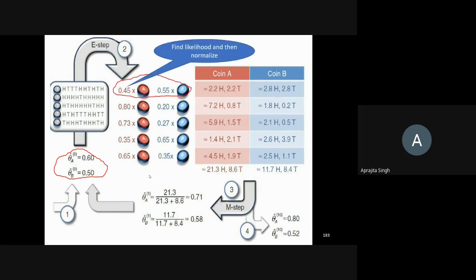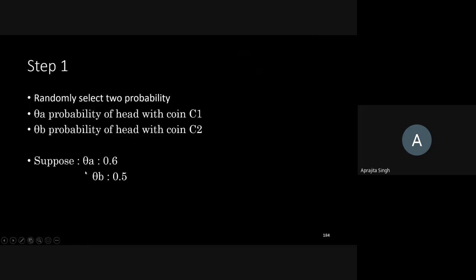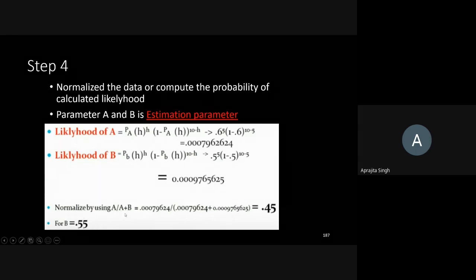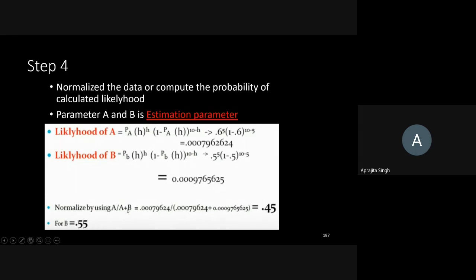How did we get this? Initially we had certain probabilities assigned. Taking those assigned probabilities, 0.6 and 0.5, we found the likelihood. After that we did this normalization, wherein A is divided by A plus B. This value is divided by A plus B; we put this value and this value in the denominator. That is how you got 0.45. Similarly, you go about doing it for B also.